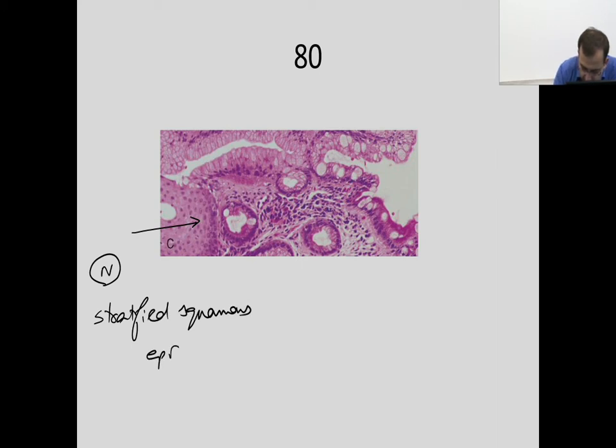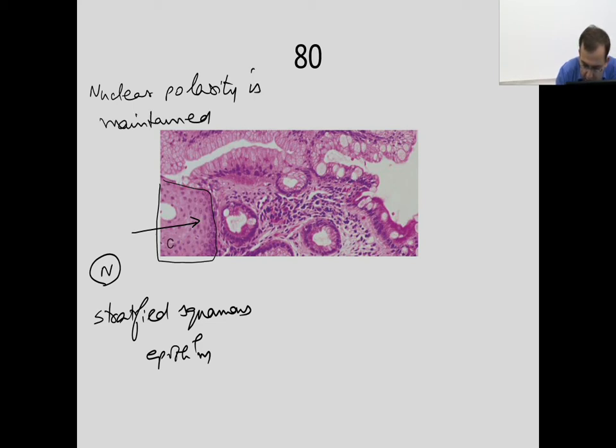Normal stratified squamous epithelium, which is getting converted. All this is stratified squamous. This is the normal stratified squamous epithelium, which is changing to the tall columnar cells, in which nuclear polarity is maintained. Nuclear polarity is maintained means the nuclei are present on one side of the cell. That is what we mean by nuclear polarity is maintained.